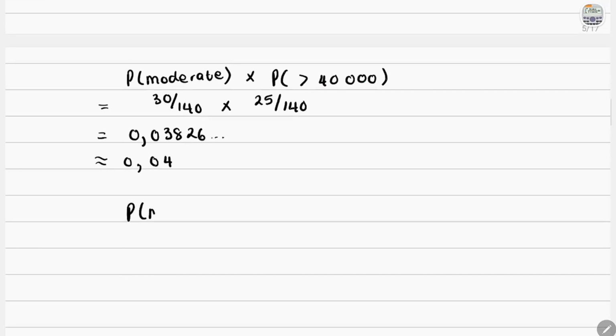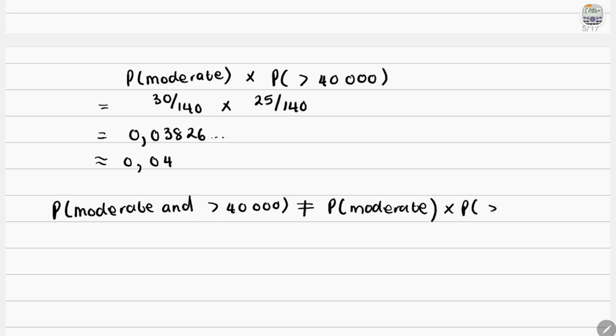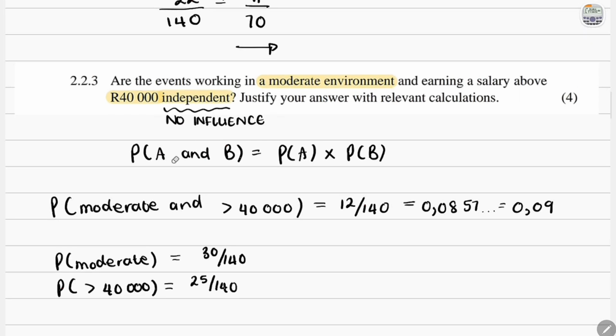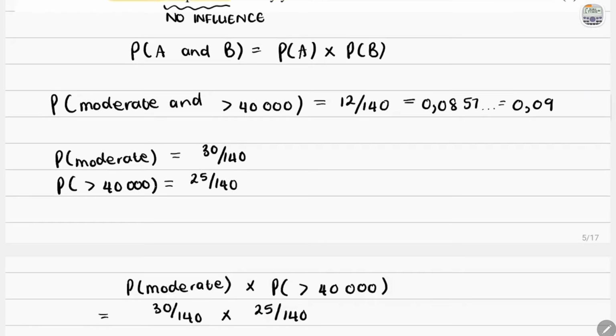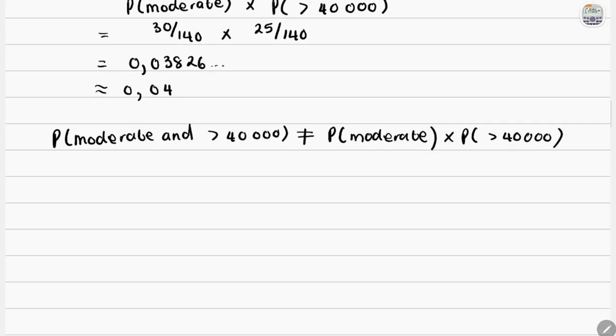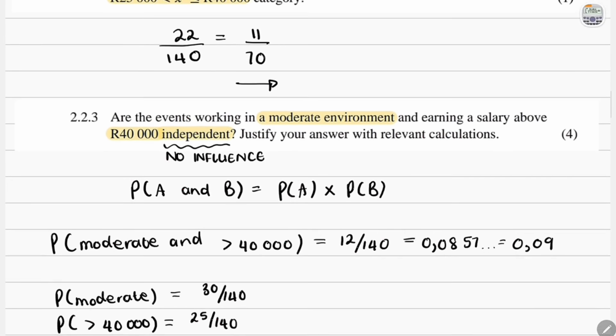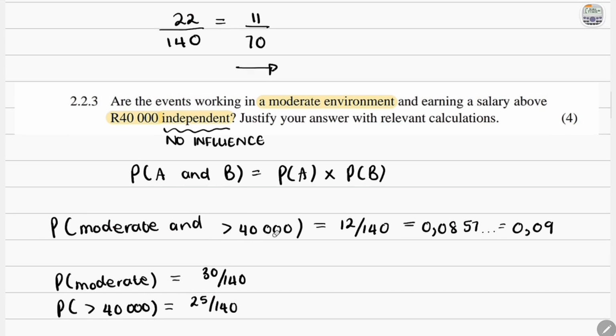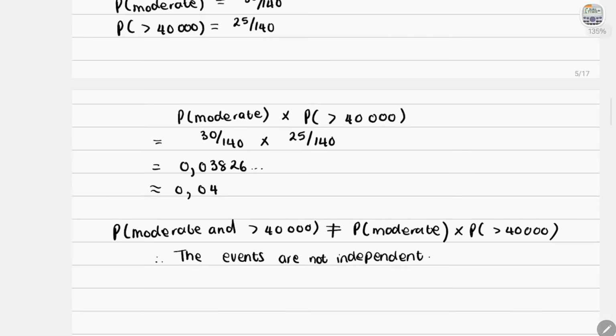So we can see that the probability of moderate and greater than 40,000 is not equal to the probability of moderate multiplied by the probability of greater than 40K. So what this means is if they were independent, they should be equal. But they are clearly not independent, so we can go ahead and say that the events are not independent. This means that earning an amount greater than 40,000 is influenced by the environment that you work in. And that is our answer there.